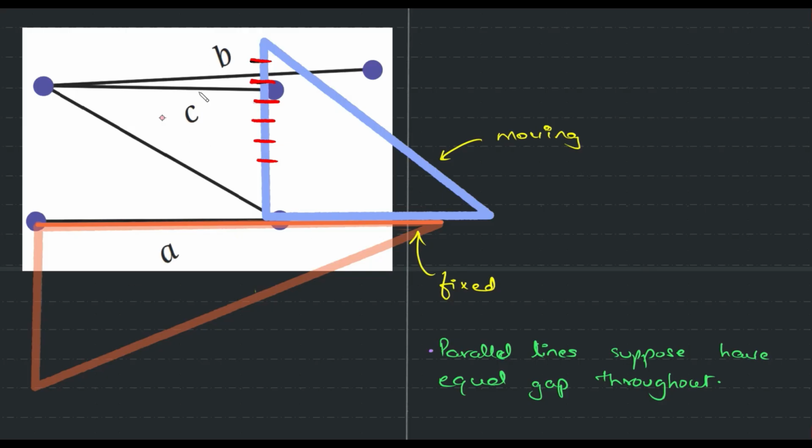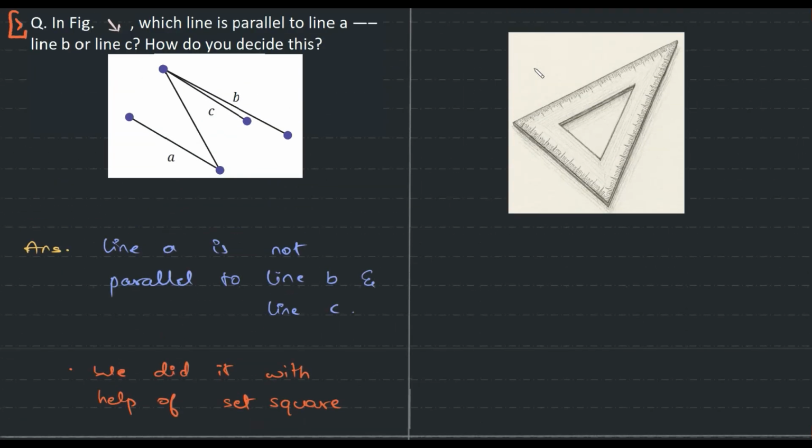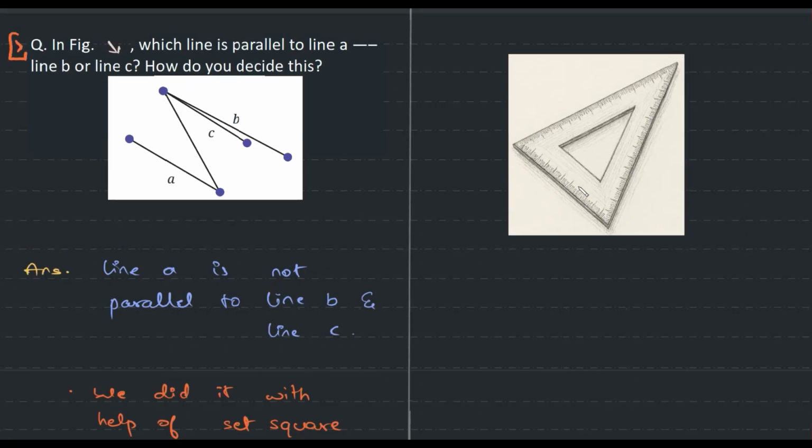Okay. What about B and C? Are they parallel? Clearly not. They are intersecting lines. They started from the same point. So that is the funda. So yeah, this particular question teaches a lot. I would mark it as important for learning purposes.